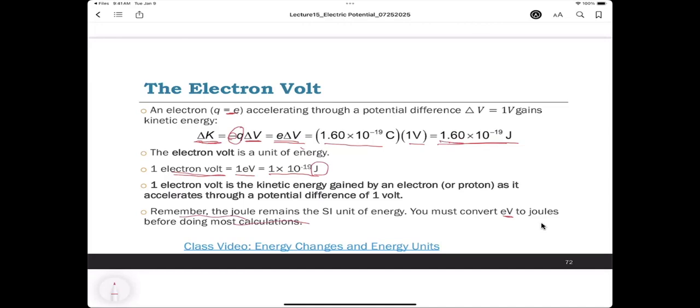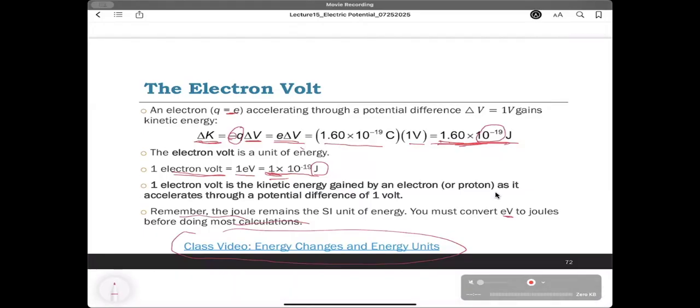Here is 1.6 and here is 1. It's different, but you can see that this is 10 to the power negative 19, so this one should be very, very small. So 1.6 and 1 is a similar thing, there is no big difference. Also, you can check the class video for the energy changes and energy units.